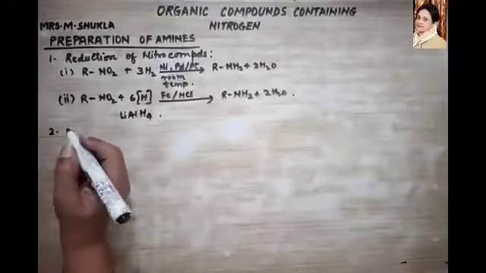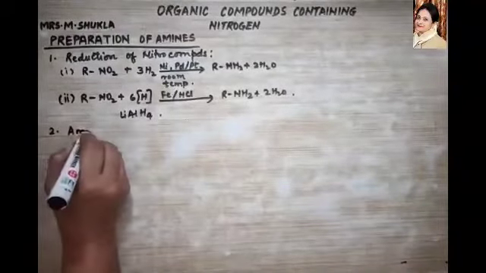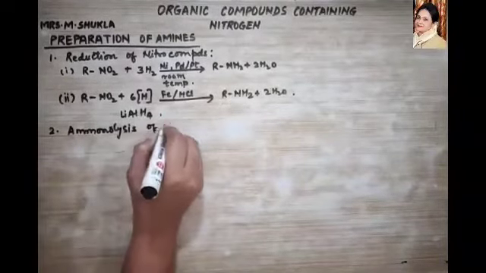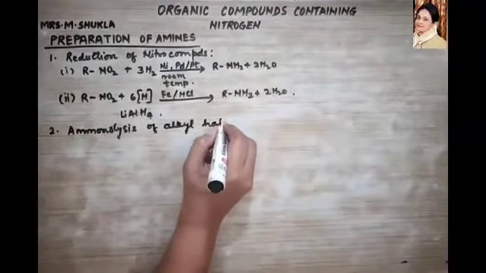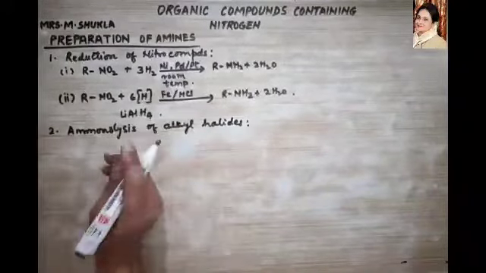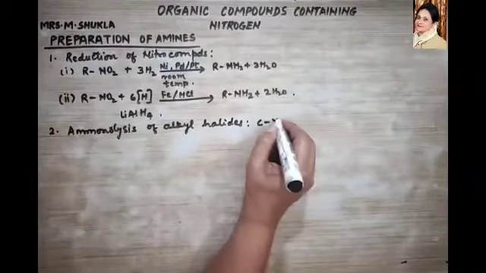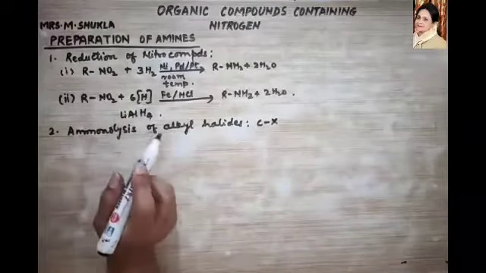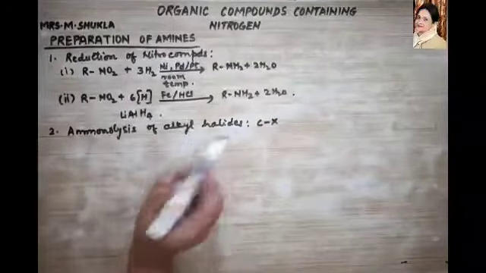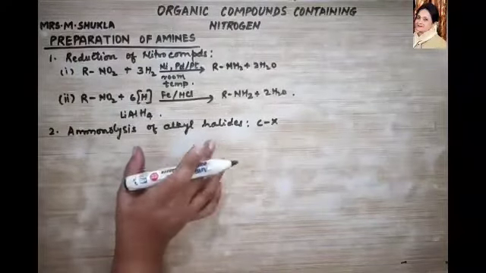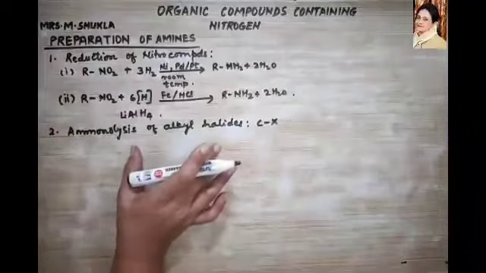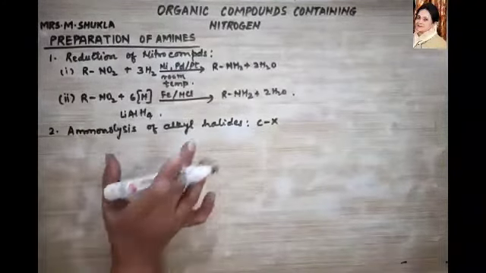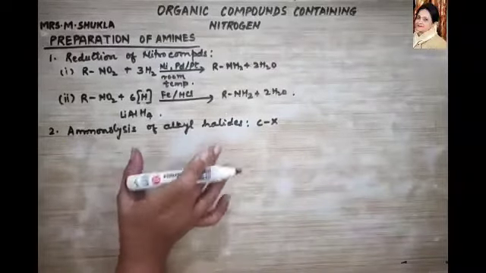Second way of obtaining amines could be by ammonolysis of alkyl halides. Now what is ammonolysis? The process of cleavage of the carbon and halogen bond by an ammonia molecule. This is known as Hoffmann's ammonolysis or ammonolysis of alkyl halides. Such reactions are carried out in a sealed tube at around 373 Kelvin. In this reaction, the alkyl halides undergo nucleophilic substitution reaction.